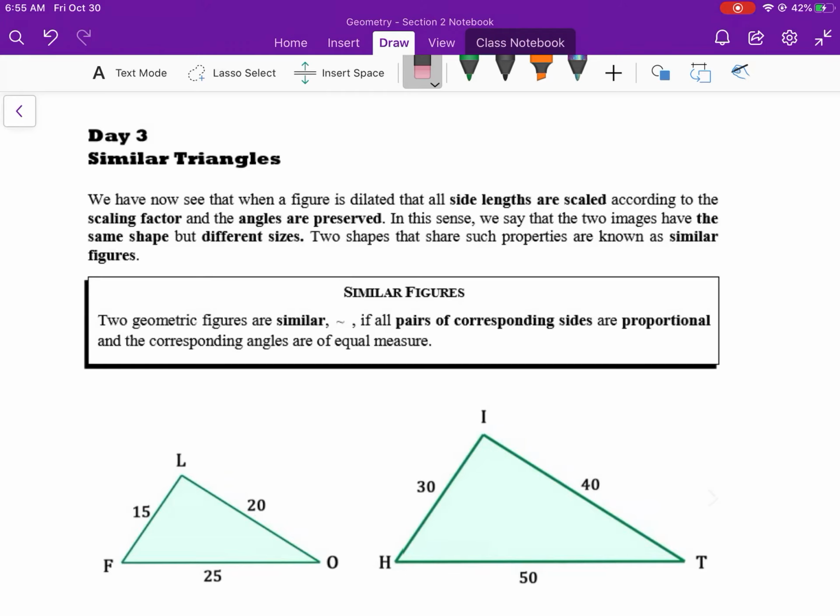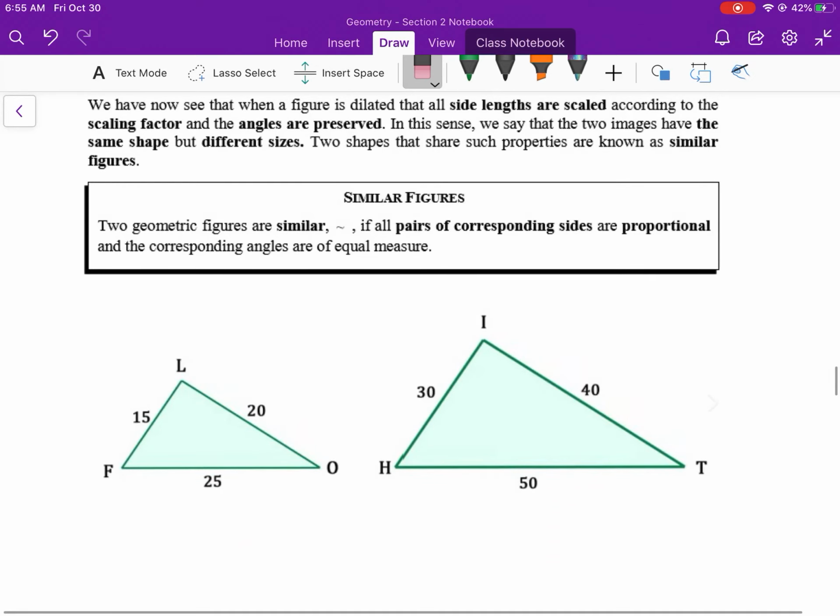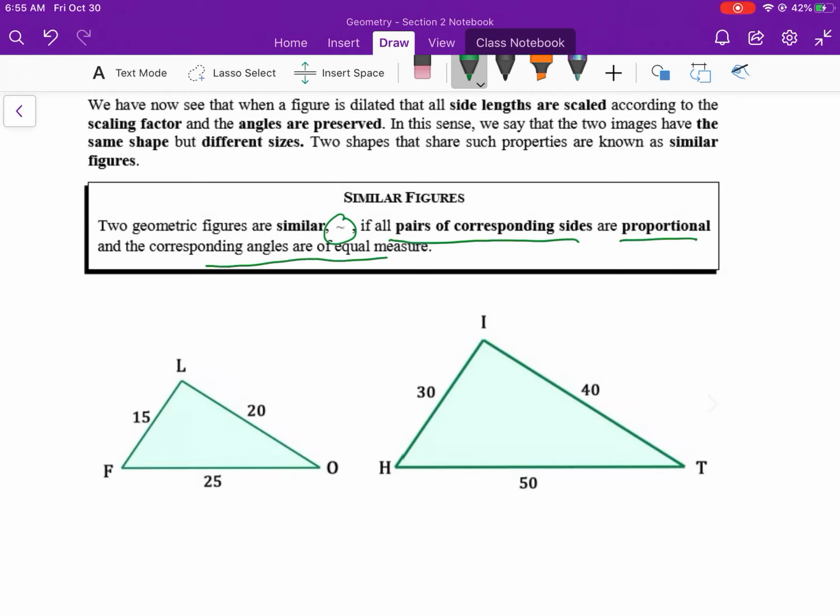So similar triangles: same shape, just a different size. It's like a dilation has occurred on it. And so we use this symbol, similar. I don't know if you can see it in here. It's just a little tilde, I think you call it in Spanish. Okay. And so it's when all the sides are in proportion and all the angles are equal, the corresponding ones.